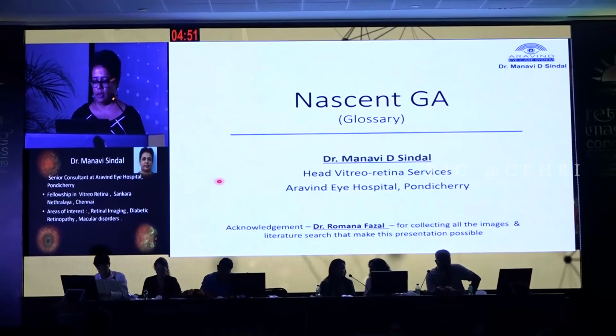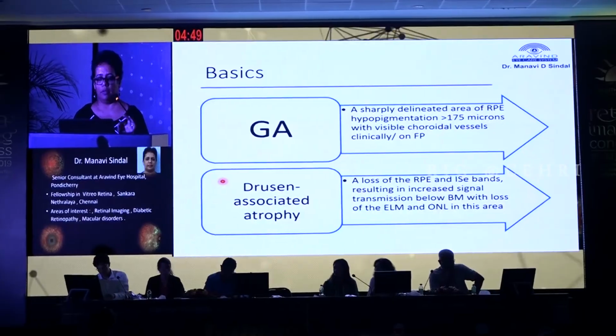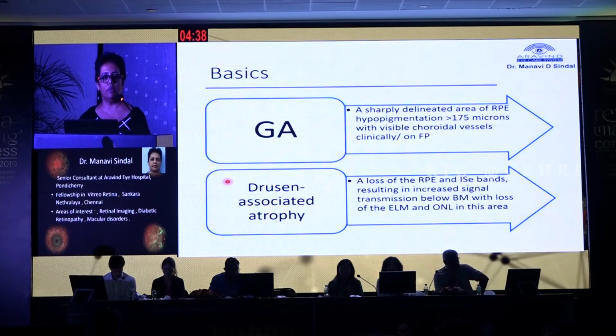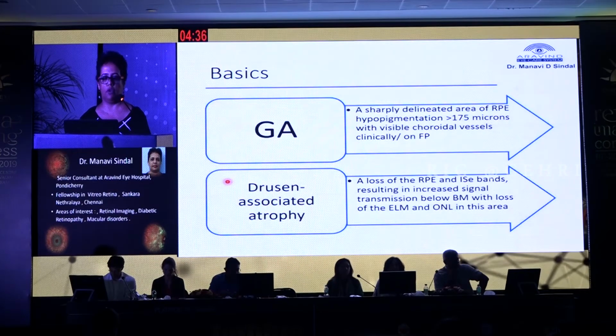I am here to present, as a glossary, the new terminology of nascent geographic atrophy. A lot has been spoken already, but traditionally geographic atrophy, as we already saw in the definition this morning, is something we have described as more than 175 microns, and this is clinically visible or visible on a fundus photograph.